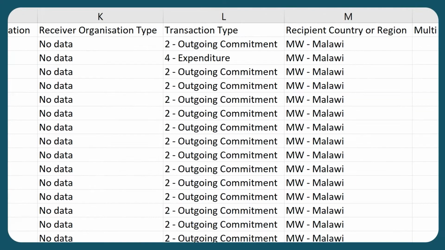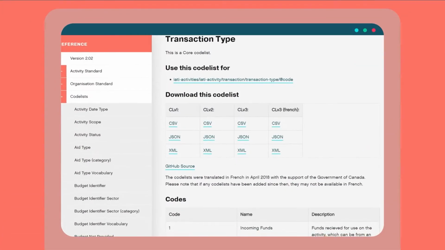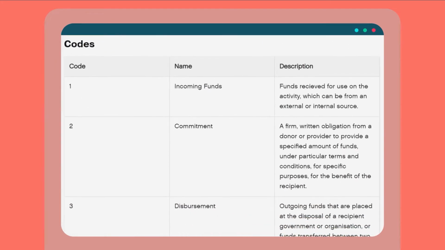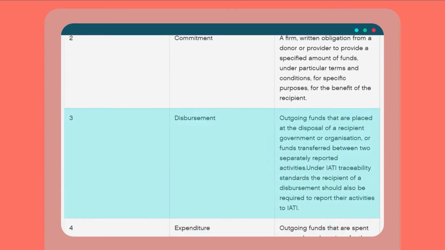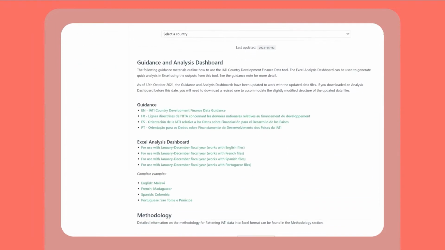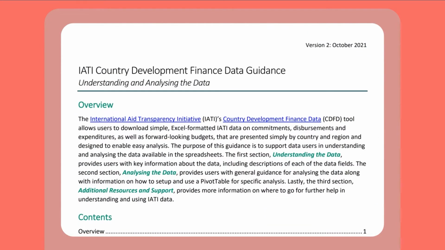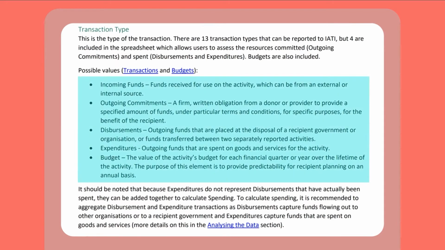The next column shows transaction type. This data field includes the different types of resource flows in and out of an activity, and the resources budgeted for the activity. For example, the value of the activity's budget is captured under Budgets, and spending is captured by Disbursements and Expenditures. You can look up all 5 transaction types in the Country Development Finance Data Tool's guidance. You can look up the possible values for all the data fields in the spreadsheet.